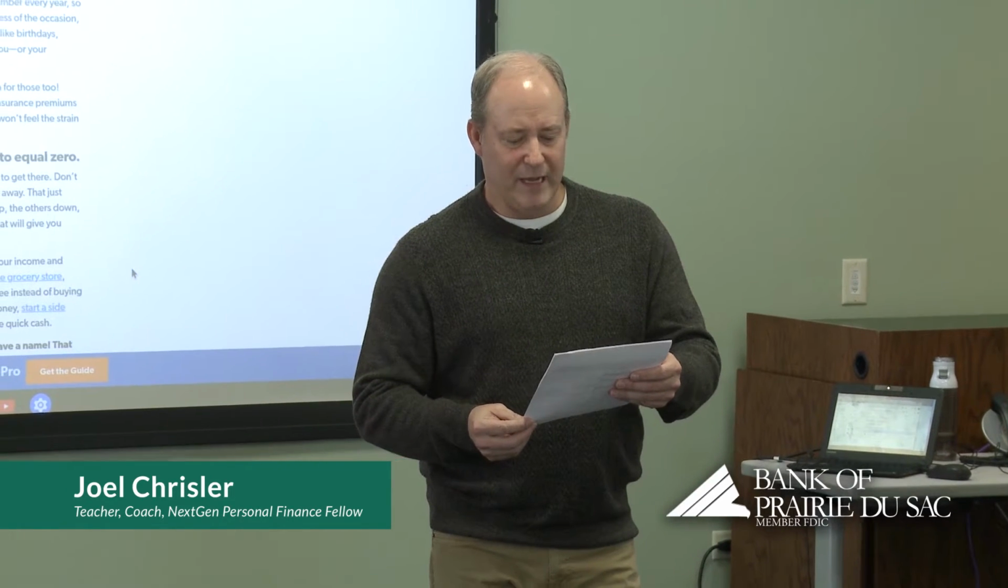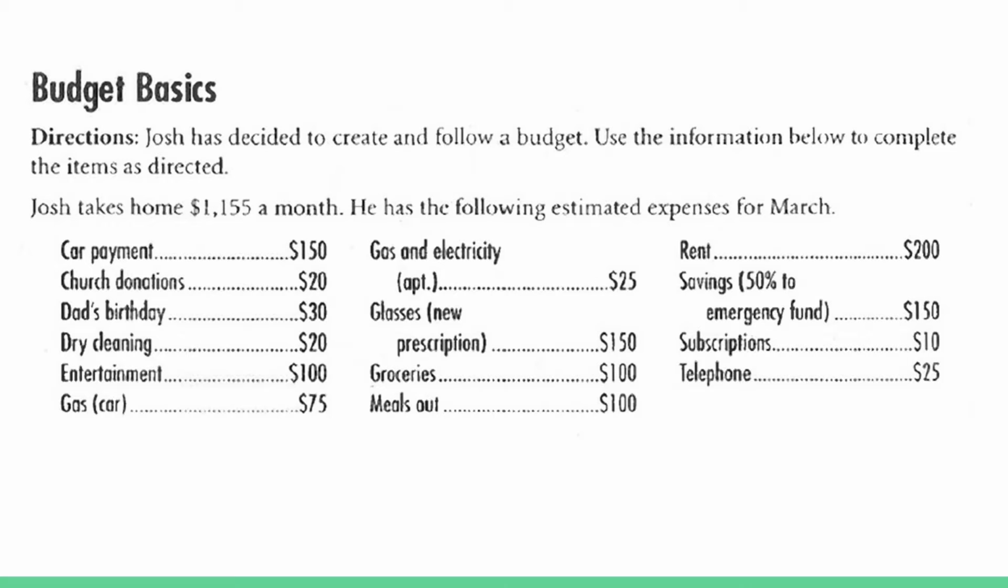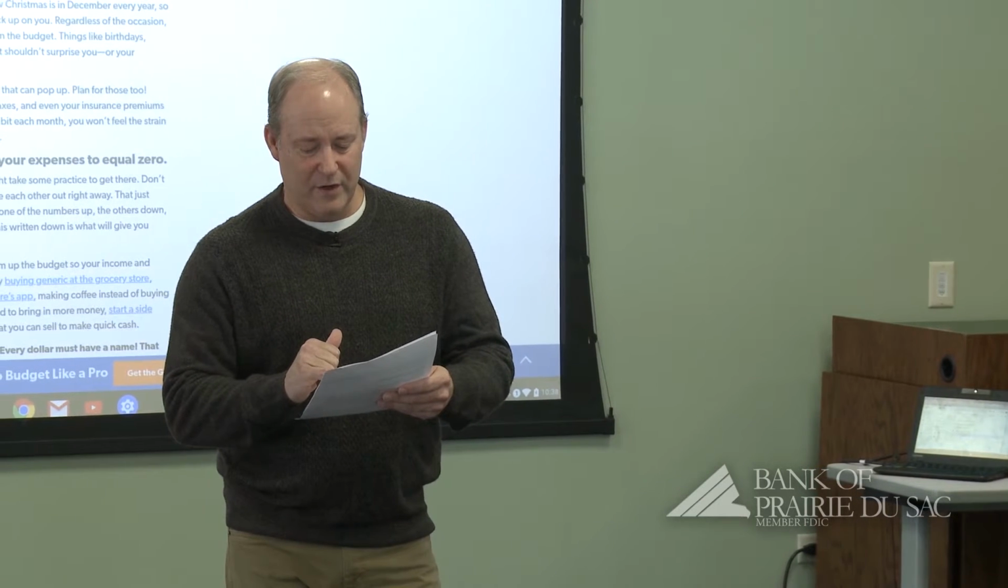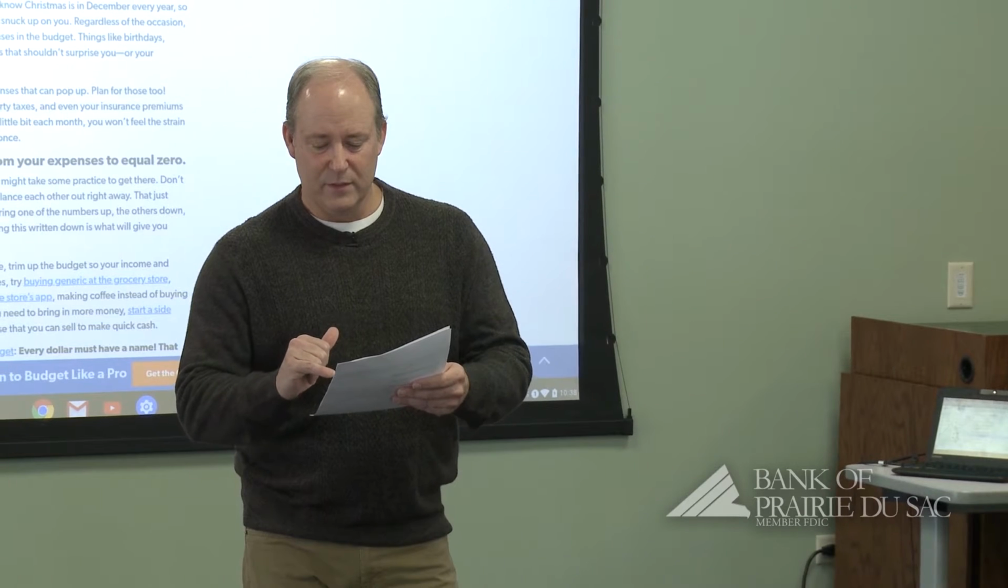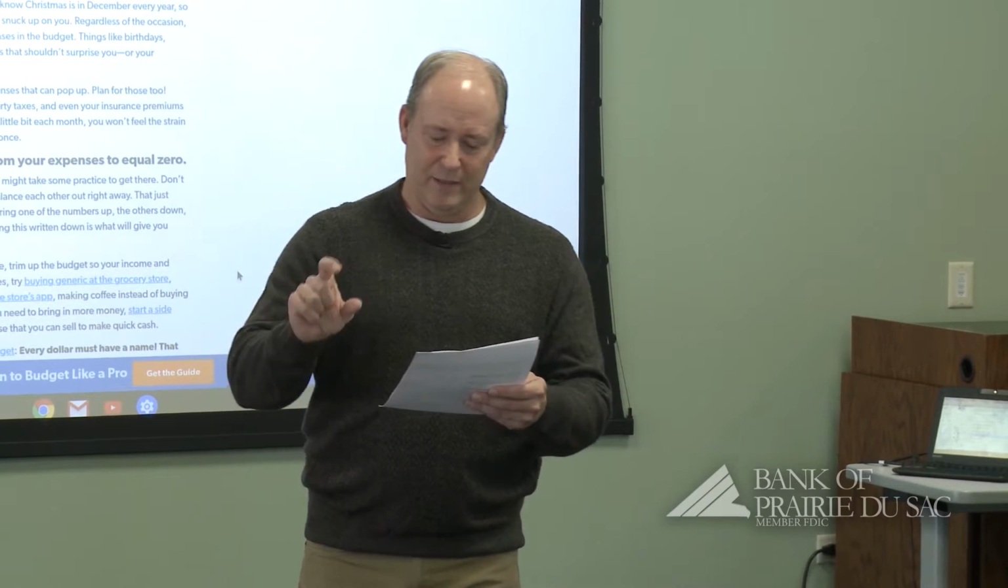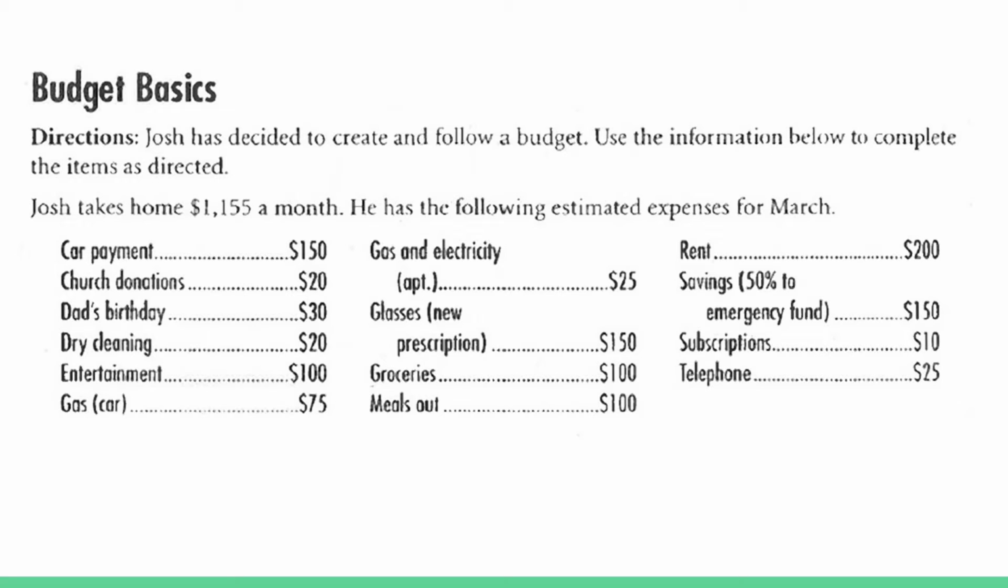He takes home $1,155 a month, and he has the following estimated expenses for March. He's got his car payment, donations to his church, his dad's birthday, dry cleaning, entertainment, gas and electricity for his apartment, and glasses, he had to get a new prescription. He spends $100 on groceries, $100 on meals out, $200 on rent. He has an emergency fund set up, or savings, with 50% of the emergency fund. So he's got 150 put in that, so 75 is going to go into his emergency fund, 75 into his savings. He's got subscriptions of $10 and a telephone bill of $25.